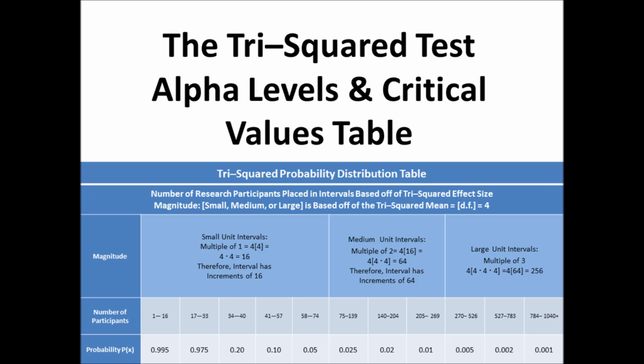The next level interval goes up to 17, 33, 34 to 40, 41 to 57, 58 to 74, and this is the small section interval within the tri-squared distribution. Then it jumps up to middle. Middle goes 75 to 139, 140 to 204, 205 to 269. Then it jumps up to large: 270 to 526, 527 to 1783, and 1784 to 1040 plus. Because at that level, you're at 0.0001, so you can't really get any higher in terms of explaining to them the significance of the number. Okay.